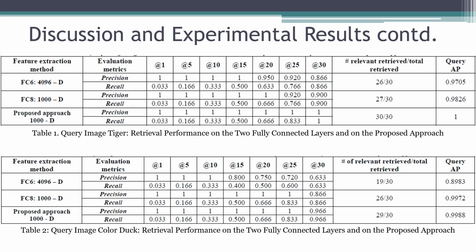For performance evaluation, 5 metrics have been used. The results of these metrics for each of the query images are presented in both the tables, in which the precision and recall values at ranks 1, 5, 10, 15, 20, 25 and 30 are listed. In addition to the number of the retrieved images that are similar to the query image and the average precision for each query image. In addition, the results of the proposed approach are compared with the results obtained from image retrieval based on the features extracted from layers FC6 and FC8 that are used to construct the combined vector.